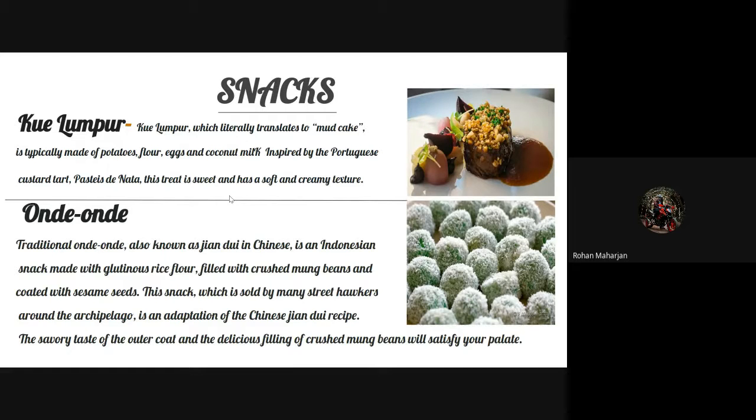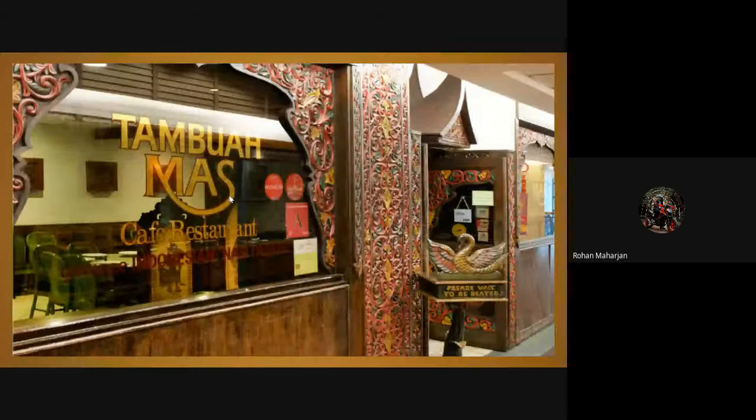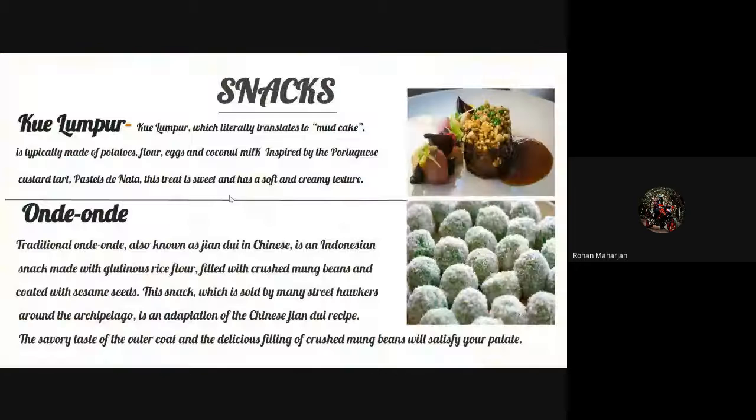So after all the shopping, we went to the top floor, to the restaurant named Tamboa Mas Cafe Restaurant. We were welcomed very warmly by the waiter and were taken to the table, and the waiter asked what we would like to have, and we were so hungry that we impatiently asked him what do you have to offer us for snacks. He smiled and said, there are two special snacks I would like to recommend you guys, that is Kue Lumpur and Onde Onde.